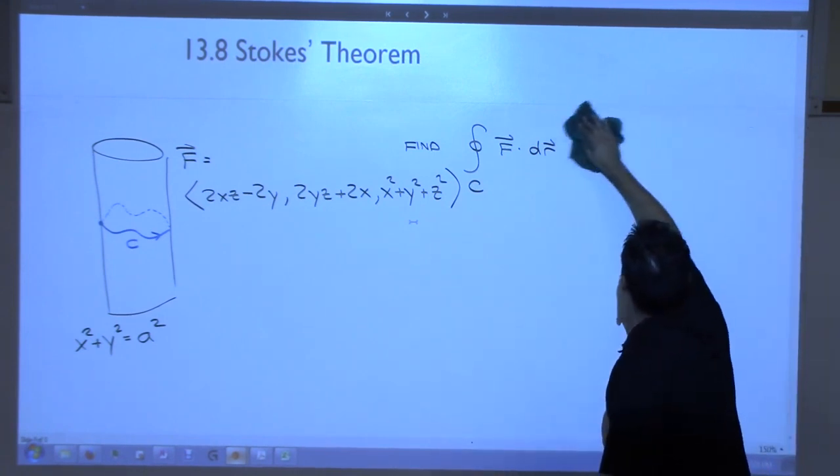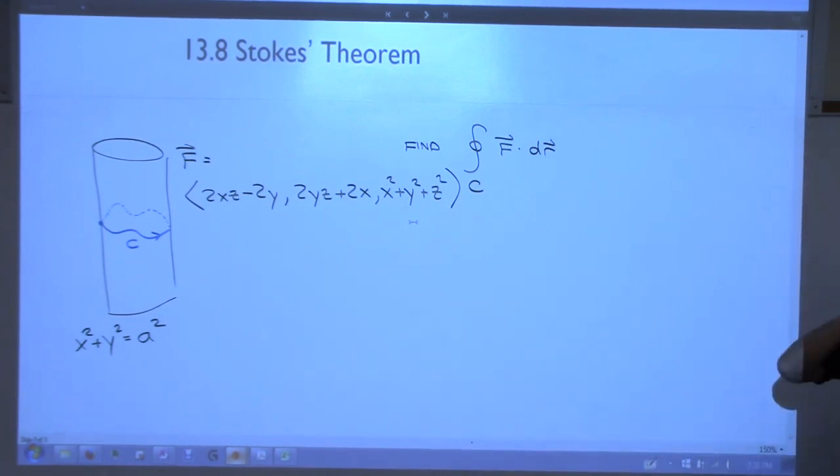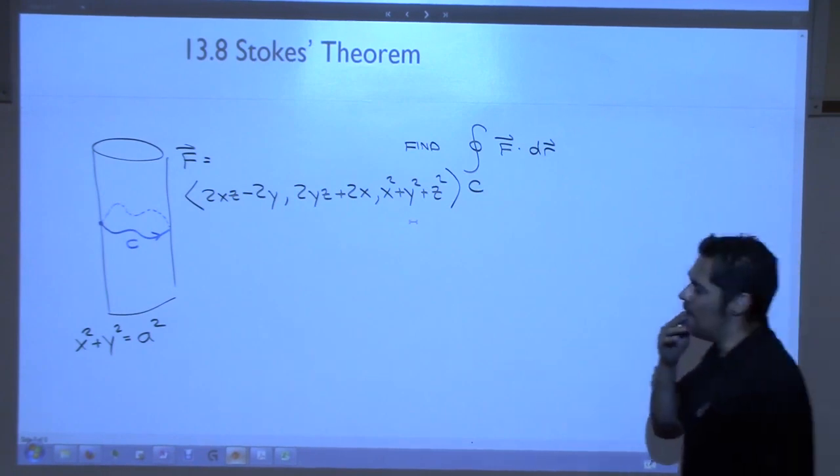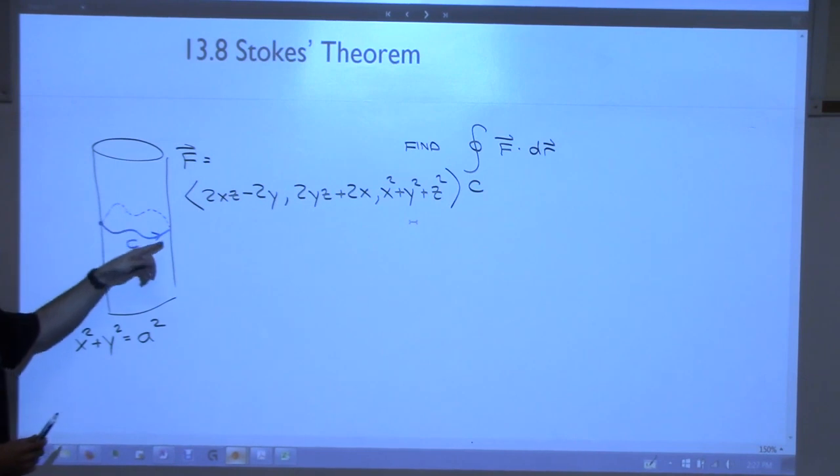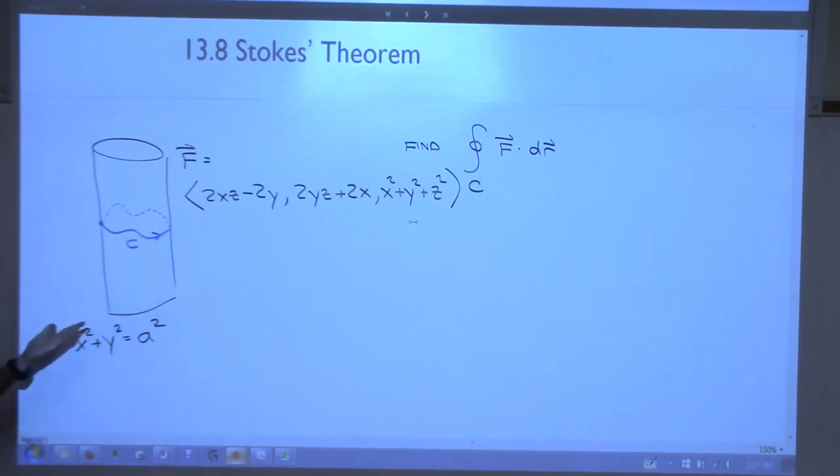All right, so what sort of issues or concerns do you have at this point? Do you know what C is? Nobody has given you C, right? Nobody has given you C at all? If you don't know what C is, you can't find a parameterization for it, can you? If you don't know what it is?